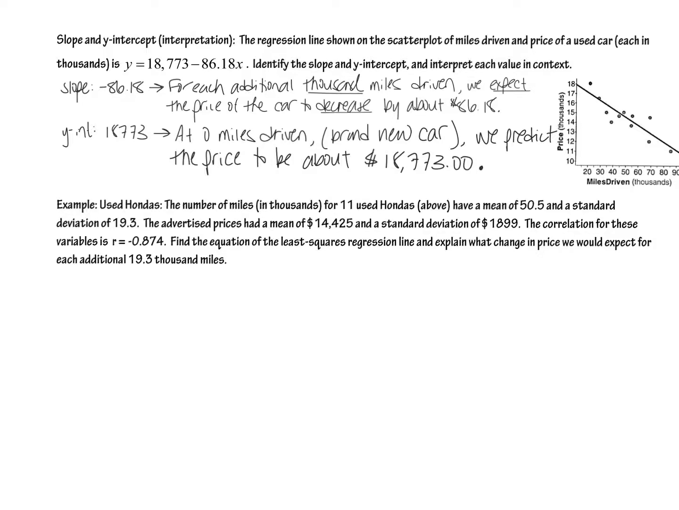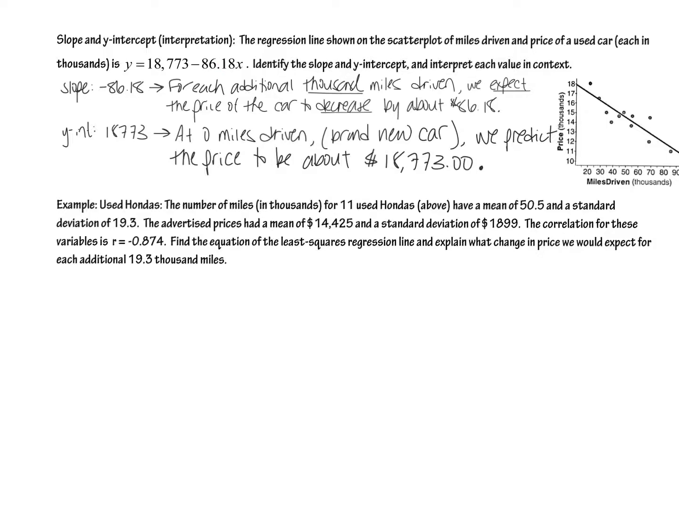For each additional 1,000 miles driven, we expect, and this word is very important to have in your slope interpretation because we don't know for sure, these are predictions, we expect the price of the car, which is the y value, to either increase or decrease, and it is decrease in this case because our slope is negative, and you can see that the line is decreasing. And we can expect the price of the car to decrease by about whatever this number actually is. So it's kind of a fill-in-the-blank sentence.